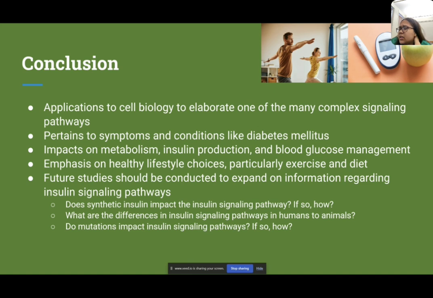Is it effective? Could it lead to long-term issues? Like I said, Ozempic and Mounjaro, there are still some more studies to be conducted to see if they have resulted in any side effects or any impacts where it actually didn't serve the reason why it was produced. What are the differences in insulin signaling pathways in humans compared to animals? Do mutations impact insulin signaling pathways? If so, how?